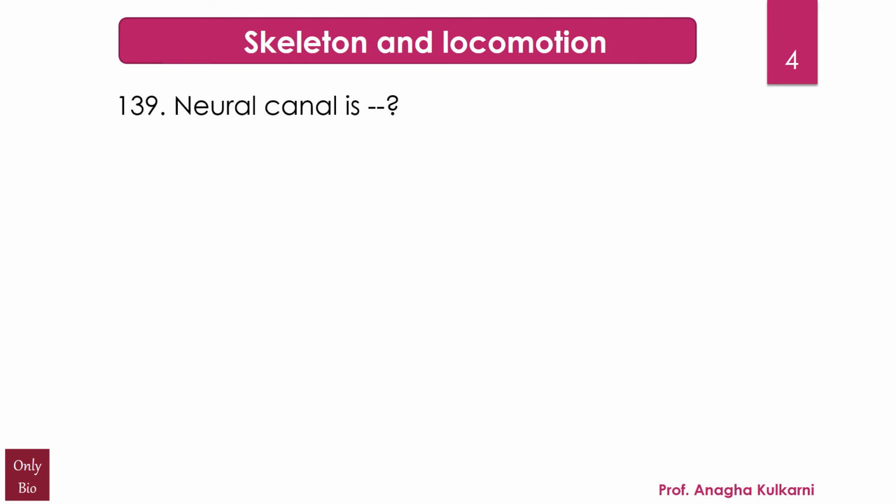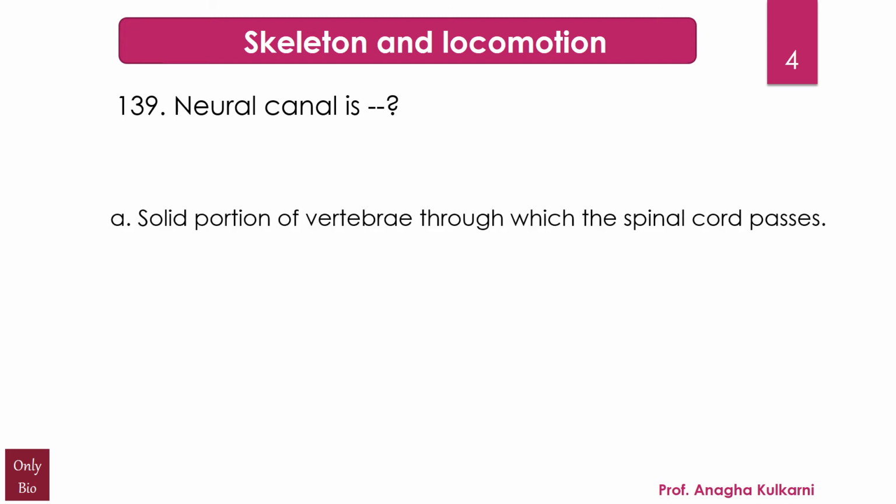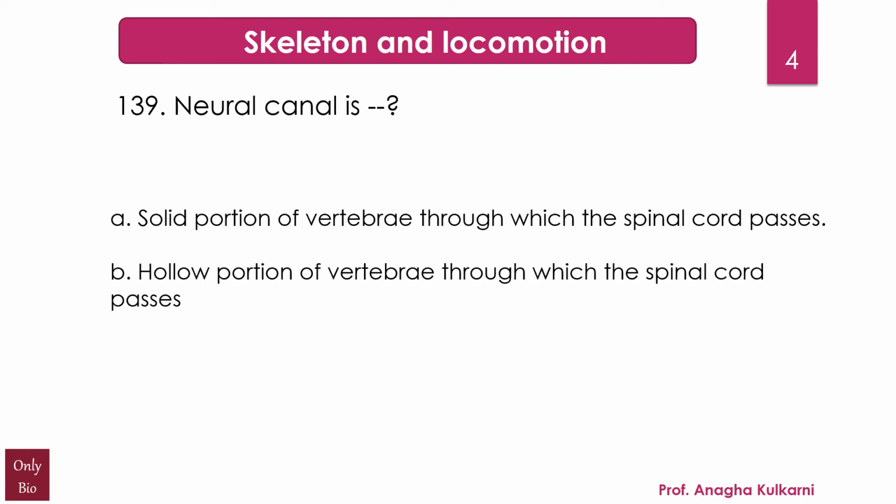Question number 139. Neural canal is dash, and your options are A. Solid portion of the vertebrae through which the spinal cord passes. B. Hollow portion of the vertebrae through which the spinal cord passes. C. Both A and B. D. None of the above. And the correct answer for this question is B. So, neural canal is the hollow portion of the vertebrae through which the spinal cord passes.